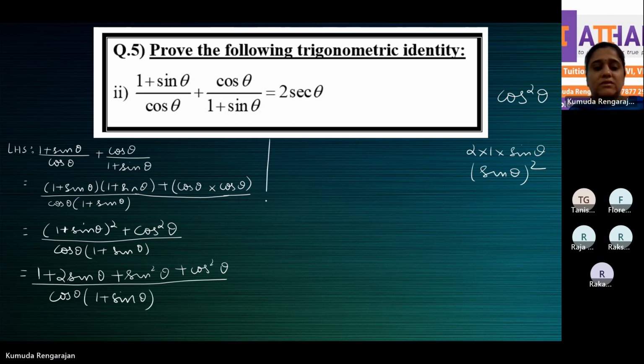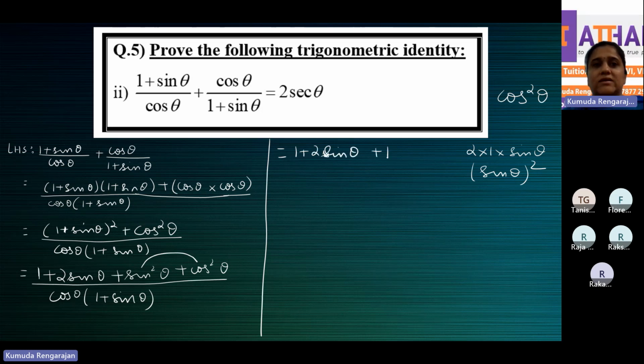Correct? Now, we know that sine square theta plus cos square theta is 1. So next step we have 1 plus 2 sine theta plus 1, because sine square theta plus cos square theta is 1, divided by cos theta into 1 plus sine theta.